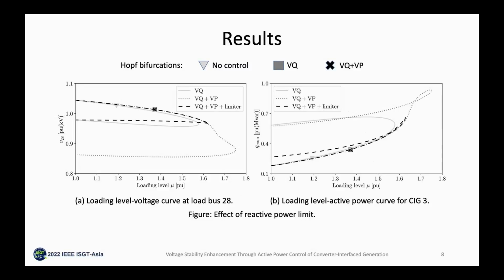A relevant remark is that the reactive power of CIGs might be limited by the line impedance, so we further evaluate the suitability of the proposed controller under limited reactive power generation. Results show that the reactive power limits compromise the performance of the VQ-VP controller, and the maximum loading level is met at the point where the reactive power output of the CIG reaches its maximum. However, compared to the conventional VQ control mode, the limited VQ-VP control still provides a higher stability margin.